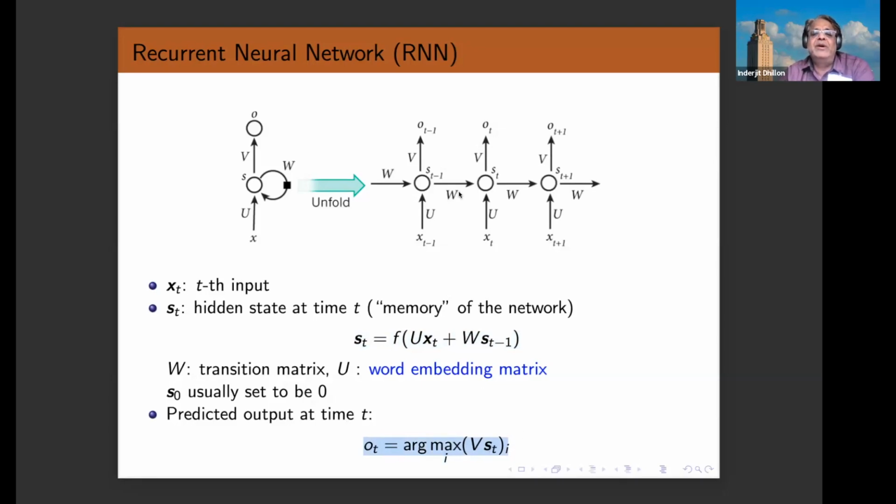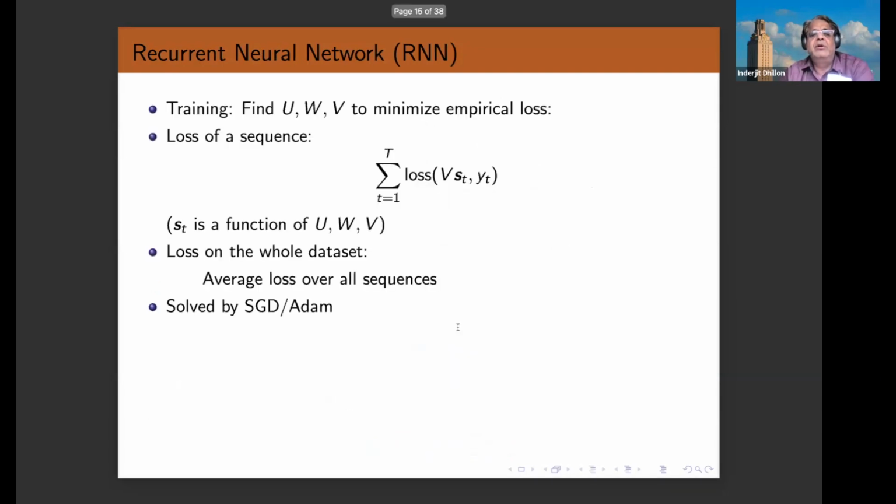That is given by taking the state ST over here and applying the matrix P to get OT. Then you can optimize it over the data, over the sequence, and the loss will be the average loss over all the sequences. And like we talked about in a previous lecture, you can use variants of SGD like Adam to optimize this network and figure out the parameters, which are U, W, and V.